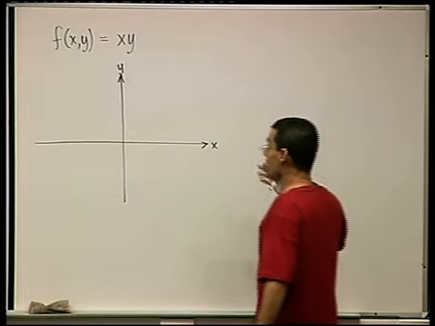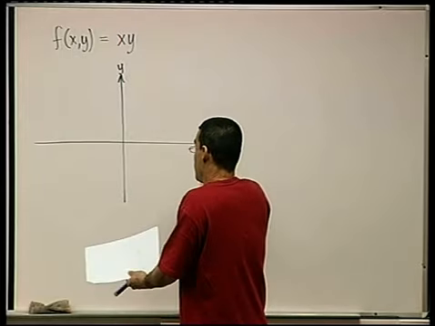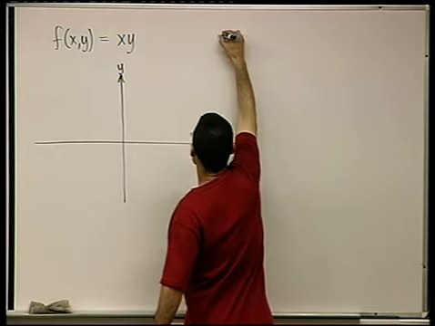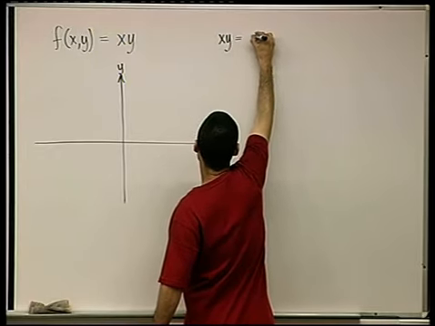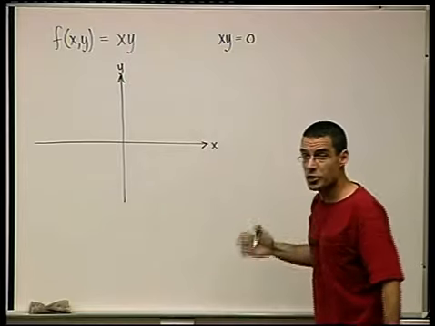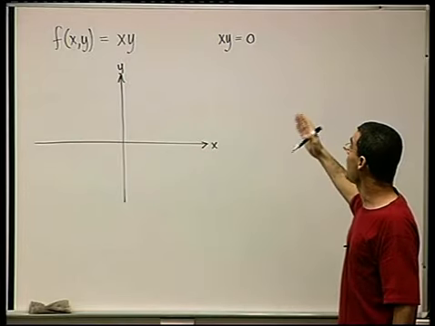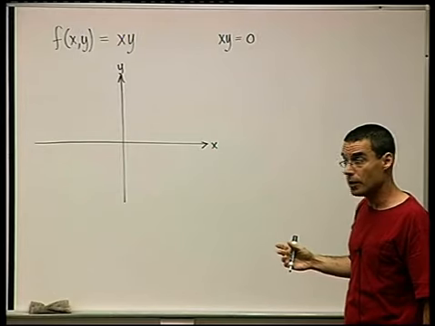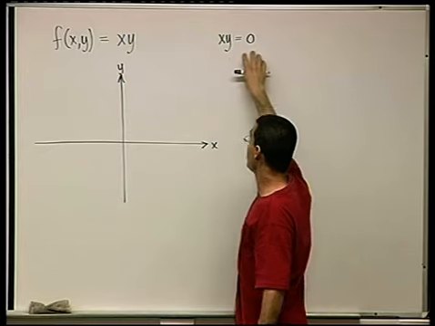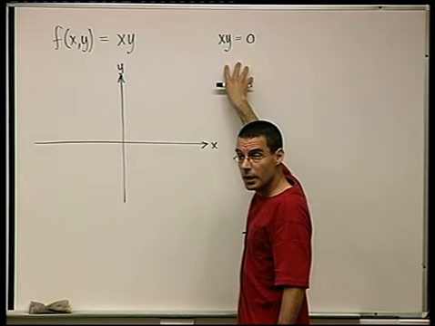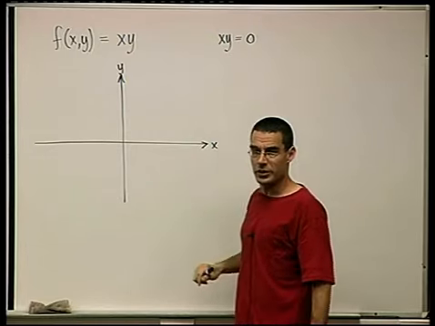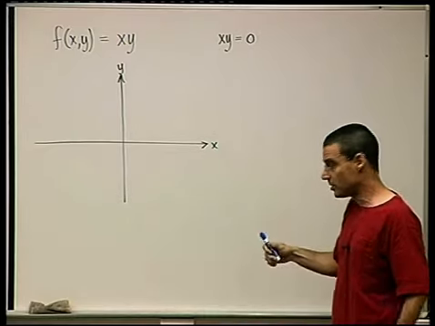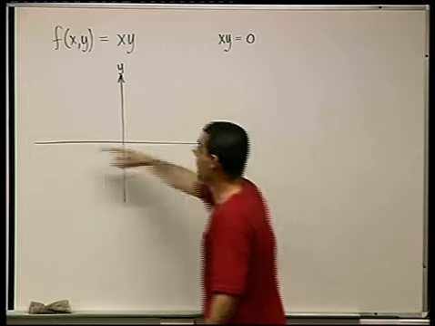Okay, so what am I trying to figure out? For example, for which values of x and y is x times y equals 0? Is the function equal to 0? Okay, so when can this product be 0? If and only if x is 0 or y is 0. Do you agree? So the level curve corresponding to the constant c equals 0 is the axes.